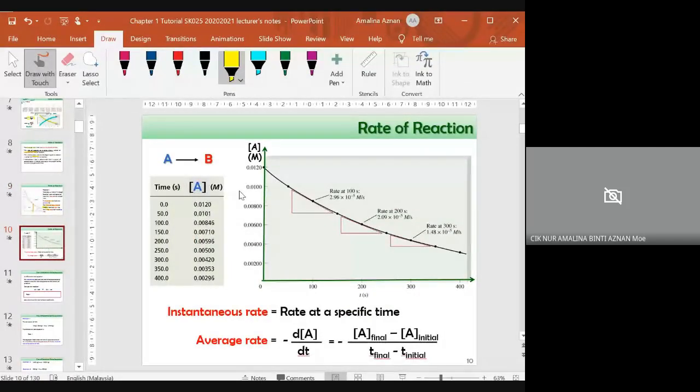Okay, for calculation from the graph, this is the example or formula. We will use changes in concentration, for example species A, by referring to this equation, A final minus initial, and over time, t final minus t initial. So this is no problem, just back to the definition.